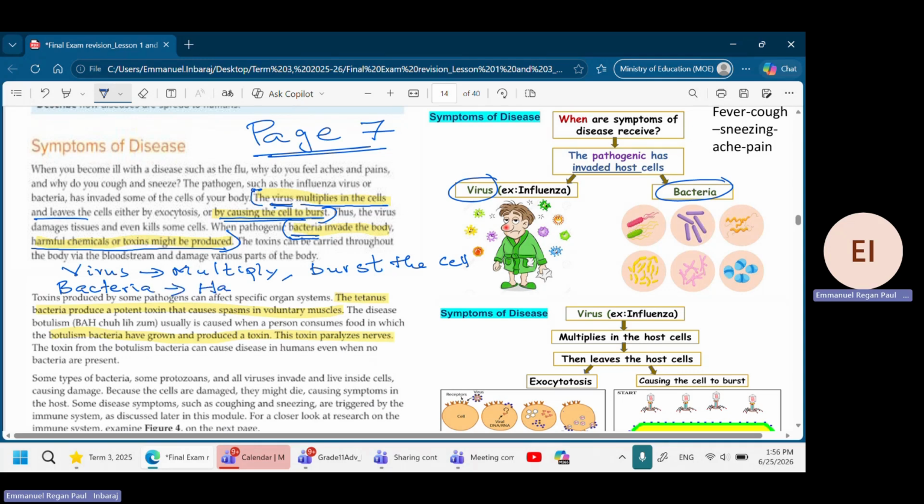The bacteria releases harmful chemicals. They release harmful chemicals. These are the two keywords. Remember this. It's very important. I'm going to show you one question on it. Okay, how they will ask you. Remember this.